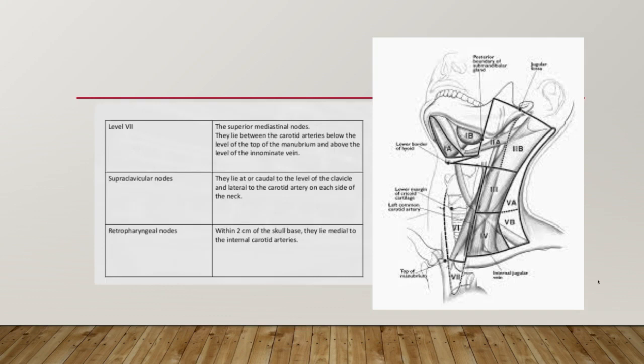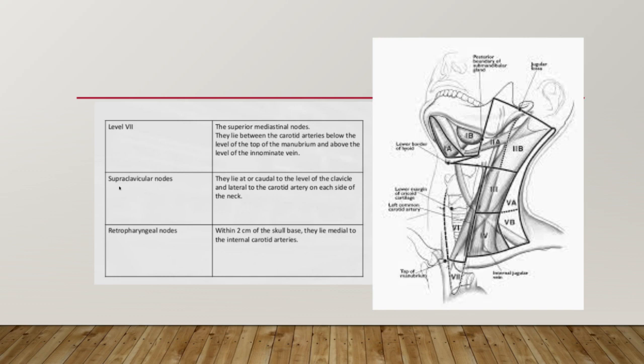Coming to level 7, which is known as the superior mediastinal group of lymph nodes. Again, they lie between the two carotids. You can see the carotid going here like this and the carotid going here like this, in the central region above the level of the manubrium. The sternal notch is level 6, and below the level of the sternum is the superior mediastinal group of lymph nodes.